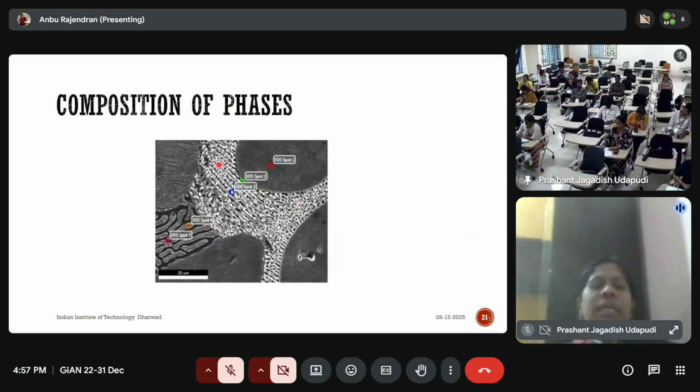This is one of the interdendritic regions of a cast product. You can see different features are present here, and individual features have different compositions. To see how the composition varies, I can spot my cursor at all the places and find out the composition from these areas or spots. That facility can also be provided by the SEM.